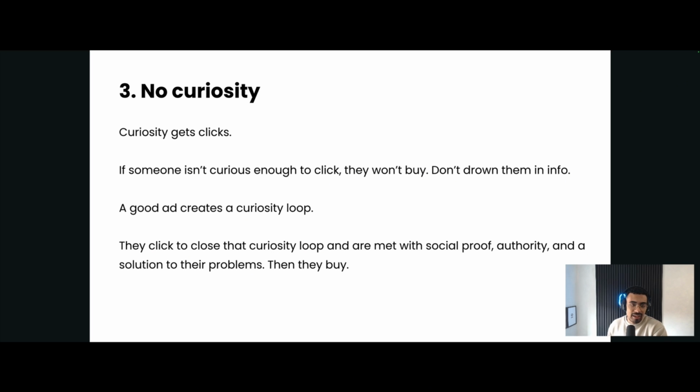And second to that, if they've got all of that information, it's just not going to be a priority, right? They're going to make that decision later down the line, or maybe they'll do a bit more research. There's no reason for me to now click on the link, and if they don't click on the link, they're not going to buy from you. So a good ad creates a curiosity loop. Now, when I say a curiosity loop, what I mean is it makes somebody curious enough to the point where they want to take an action to close that loop.